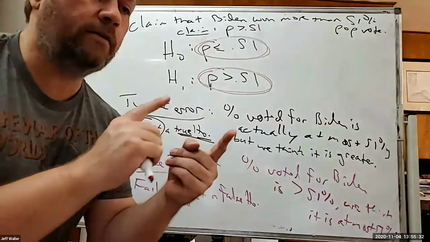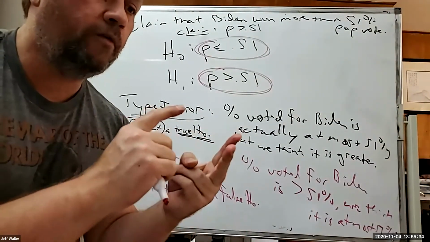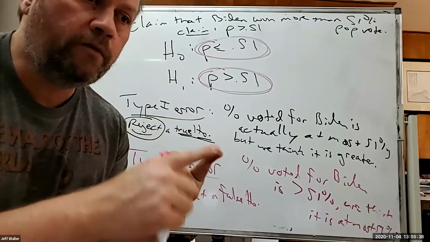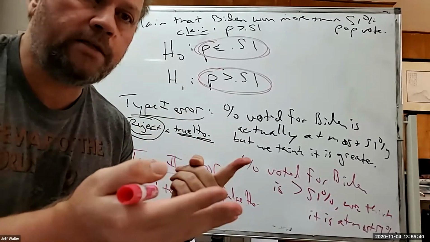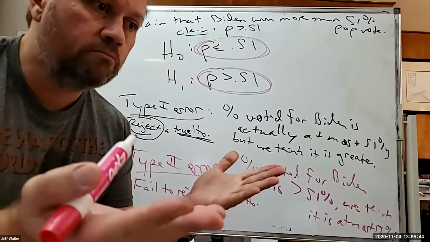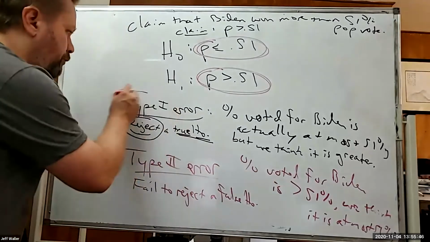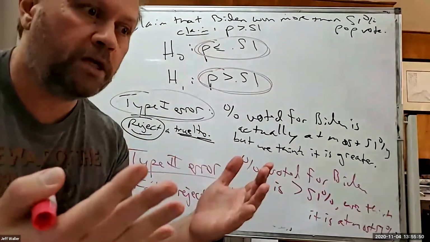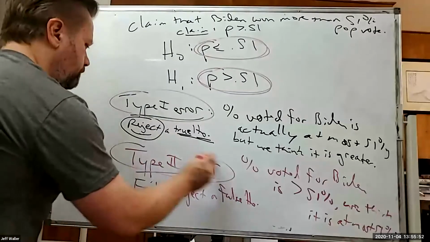Since I could either reject the null or fail to reject the null, there are only two things I could do. When would the first guy be wrong? Well, if the null is actually right. If I reject it and it's actually right, that's a mistake. All right, so that's a type 1. If the null is actually wrong and I don't reject it, that's a type 2. That's all it is. That's it.